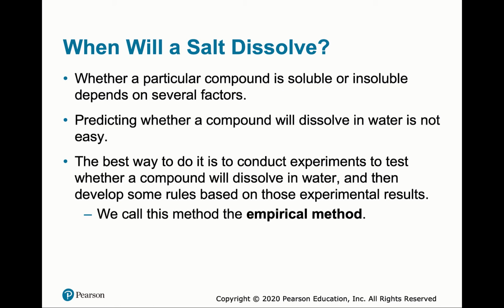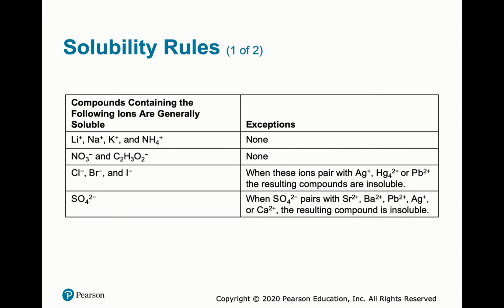But since chemistry is an empirical science, we have gone and figured out the rules. So here are the rules. Generally speaking, alkalis and ammonium ions are always soluble, no exceptions. Nitrates and acetates are always soluble. Notice that the alkalis in these, we haven't talked about size of atoms yet. These alkalis are very light.